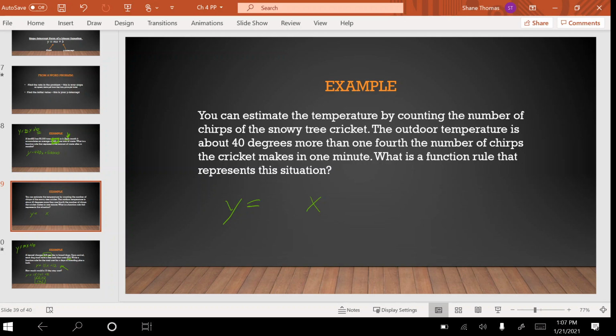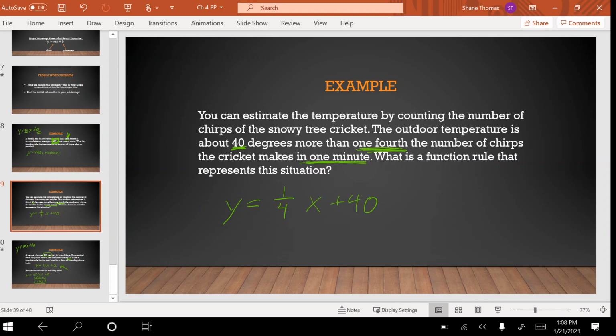Okay. So, I see 2 numbers in here. Do you? 40. Here's 1. This is why it's a little tougher. What'd you say? 1/4. Bingo. Now let's look around a little bit for some key words. 40 degrees more, 1/4 the number of chirps in 1 minute. Isn't that a speed? Okay. 1/4 per minute. 1/4 is my slope. So then it's 40 more. 40 plus. Boom.